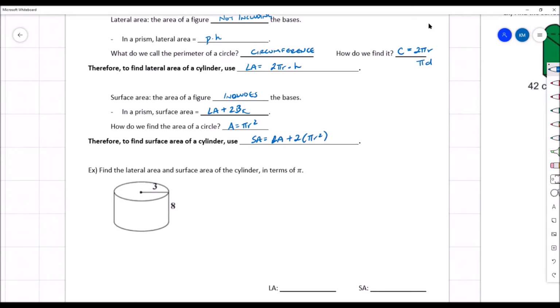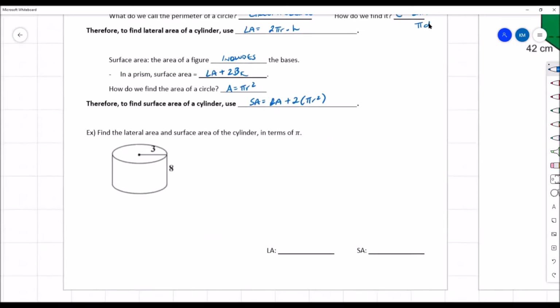All right, so let's look at that in action here. This first problem, I'm going to draw the net. Not that you'd have to do that any other time. Just want you to see how this works out. So a net of a cylinder might look something like this, right?